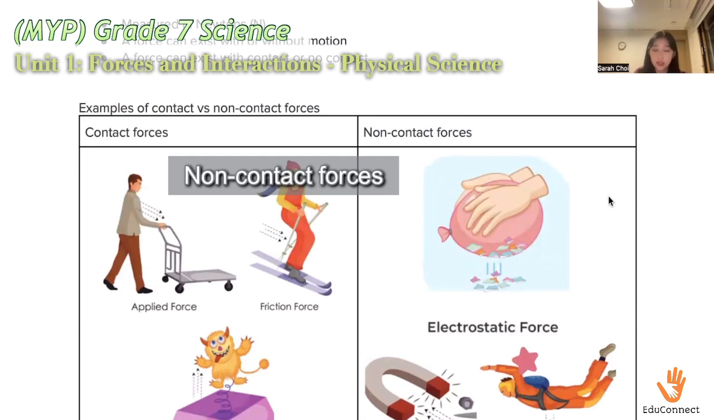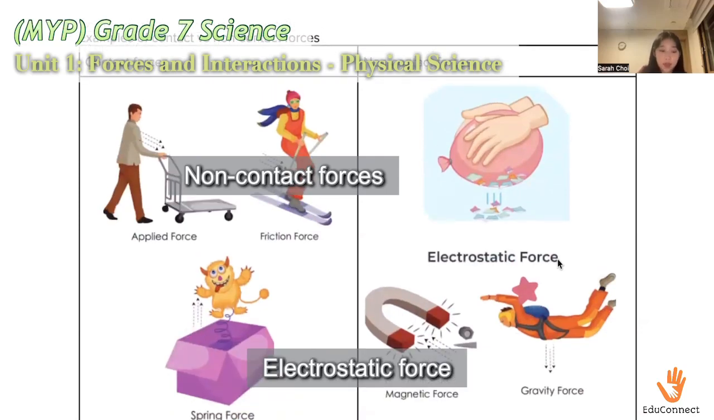These are forces that do not require any sort of contact. Electrostatic force. Electrostatic force is the force of attraction or repulsion between electrically charged objects. It occurs from the interaction of electric charges, either positive or negative. And unlike contact forces, electrostatic forces do not require physical contact between the charged objects to act. As they enter the vicinity of the electrostatic field, they will automatically experience a force.